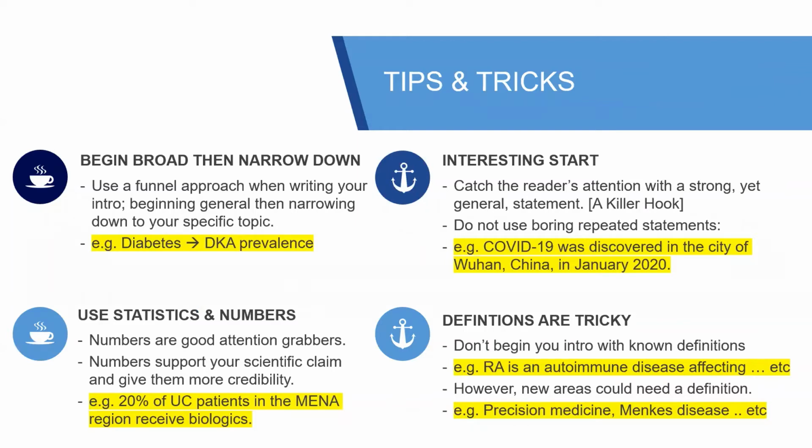Always begin broad, then narrow down. Use the funnel approach when writing your introduction. So begin general and narrow down to the specific topic. So if you want to talk about the prevalence of diabetic ketoacidosis, for example, in a special population, you begin talking about diabetes and then narrow down to DKA.